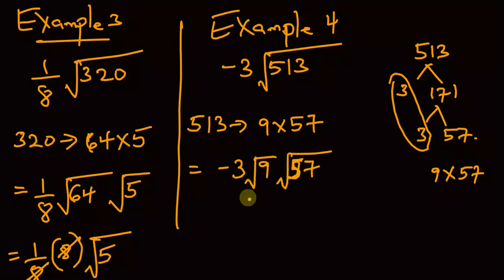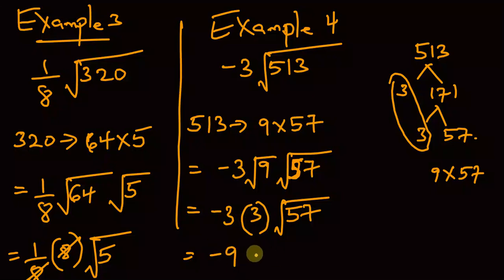Put both inside the root, then this will be -3. What is the square root of 9? It is 3. Then root of 57 we don't have, so it will remain. This will be -3 times 3 is -9. -9 root over 57 is what we are going to remain with, and that is our answer.